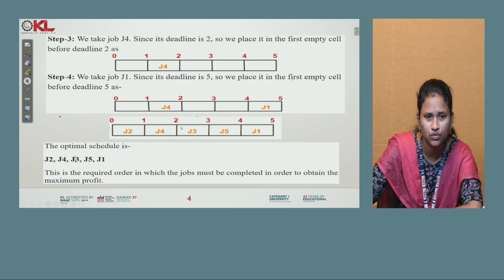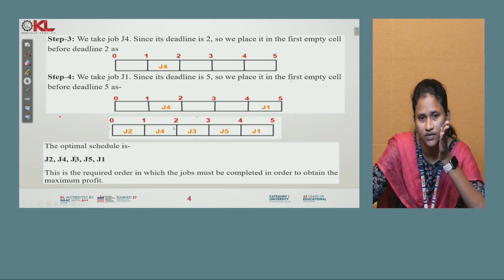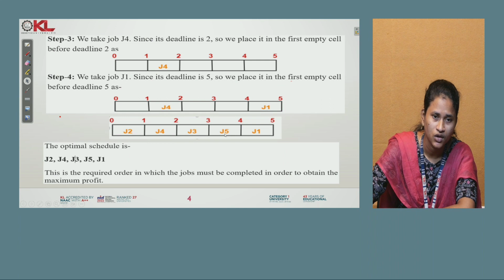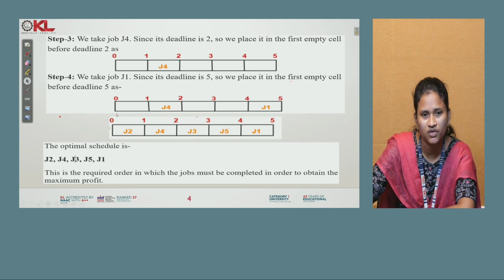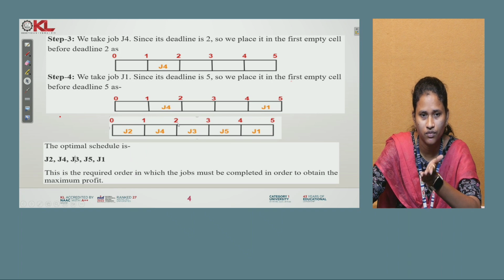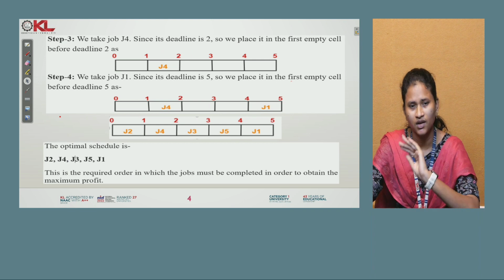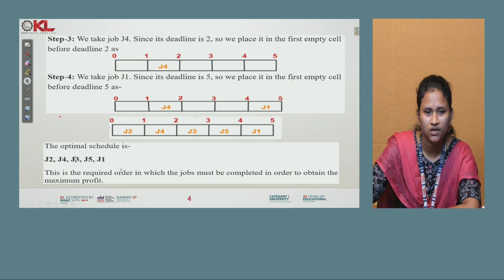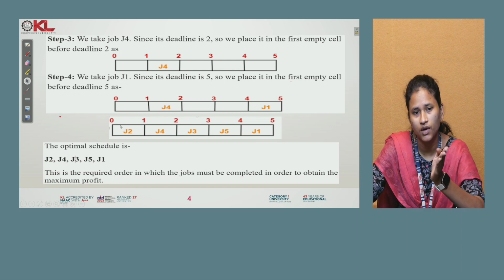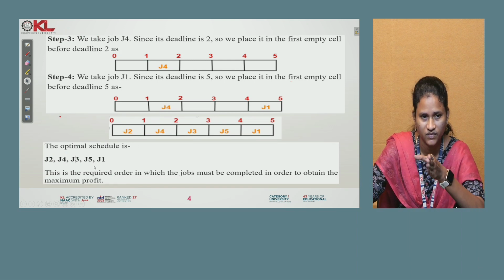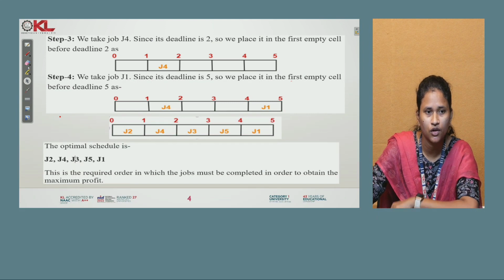J6's deadline is 2. From that 2 we have to see the first left slot: J4 is already placed, and in the second left, J2 is already placed. So no space is there before 2, and after the deadline we cannot place the job. Within the deadline there is no space, which is why job 6 is left. So 5 jobs were placed, because the maximum Gantt chart size is 5 slots, but we have 6 jobs. Taking those 5 jobs in this order, we add their profit values. That is the process to solve using the Gantt chart.